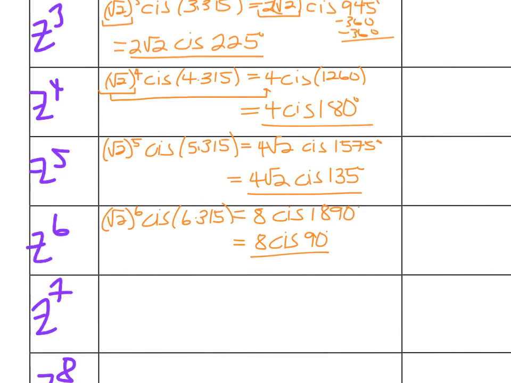I've put z to the fifth and z to the sixth power on here. Z to the fifth, because it's odd, I just take my last answer for r and multiply it by square root 2. Therefore, square root 2 to the fifth power would be 4 times the square root of 2. Cis, 5 times 315 is 1575. You have to subtract 360 until you get all the way down to 135. Z to the sixth, take square root 2 to the sixth power, you get 8. 6 times 315 is 1,890 degrees. Once you subtract 360 a whole bunch of times, you can simplify this to 8 cis 90.